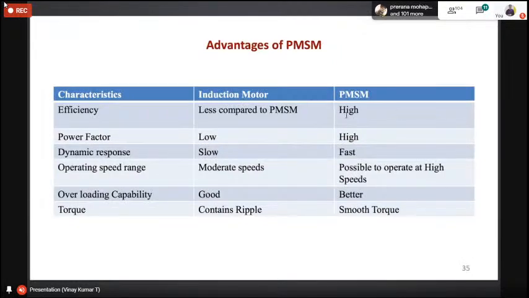Efficiency of the PMSM is more, power factor is very good, dynamic response is very fast, operating speed is also more. Overload capability is also more for the PMSM machine. Torque ripples are more in the case of induction machine. In PMSM, the resultant generated torque is very smooth, right?